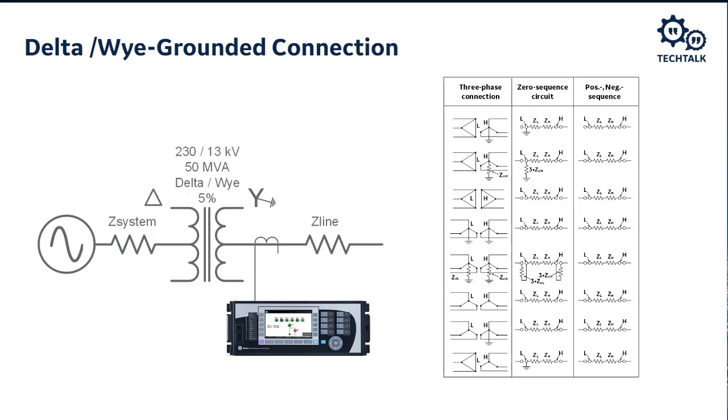50 MVA, 230 kV to 13 kV. This looks exactly like a utility distribution transformer, where we're stepping down from 230 kV to 13 kV. We've wired that as delta on the 230 kV side and as Y on the 13 kV side, and we've done that for a very specific purpose. The very specific purpose is that the 13 kV distribution system is subject to a lot of ground faults.